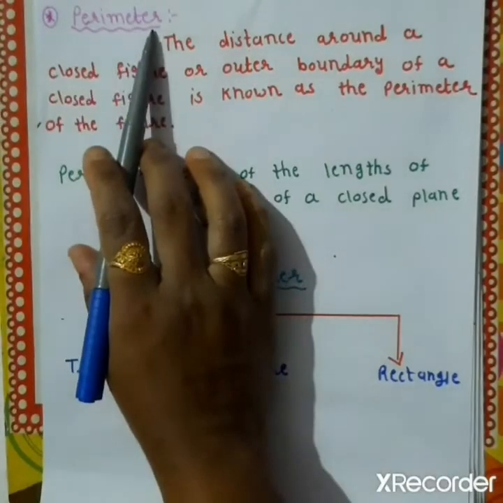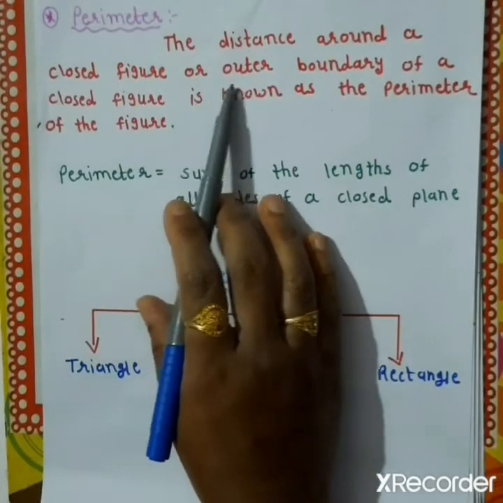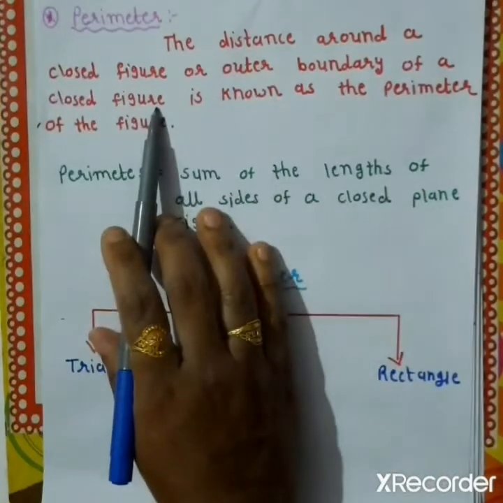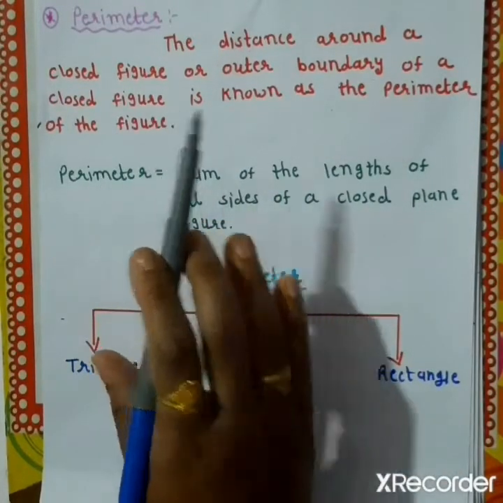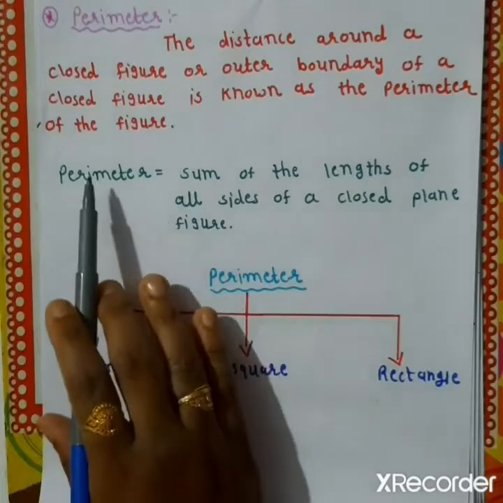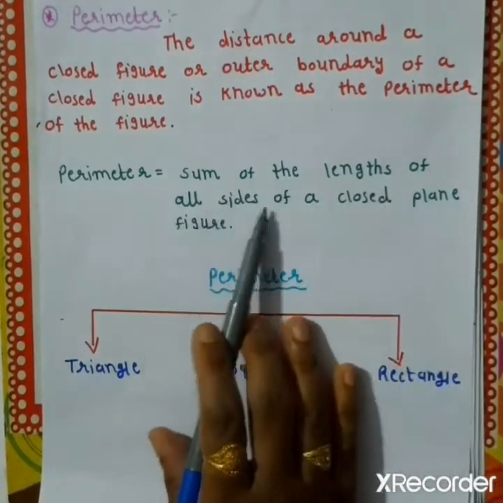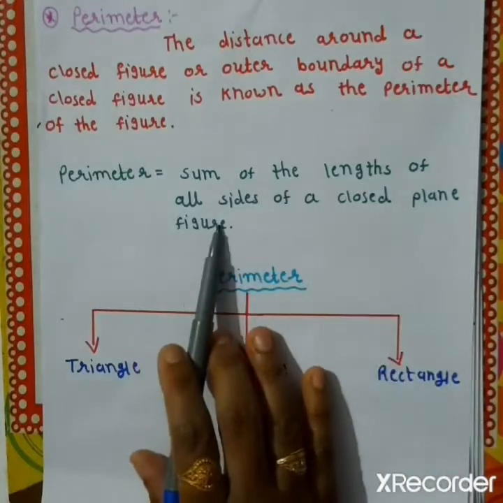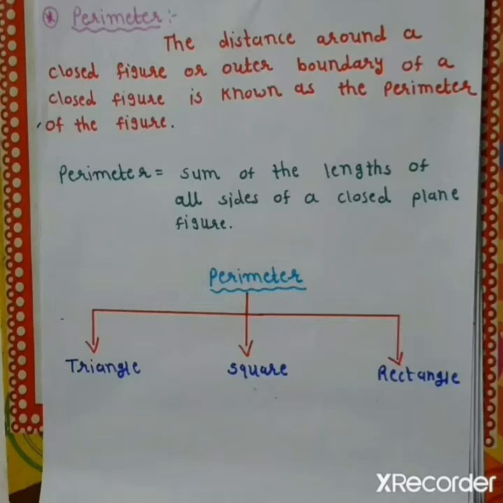The definition of perimeter: the distance around a closed figure, or the outer boundary of a closed figure, is known as the perimeter of the figure. What does it mean? It means perimeter equals the sum of the lengths of all sides of a closed plane figure. In short, to find perimeter, we will add the lengths of all sides of a given figure.